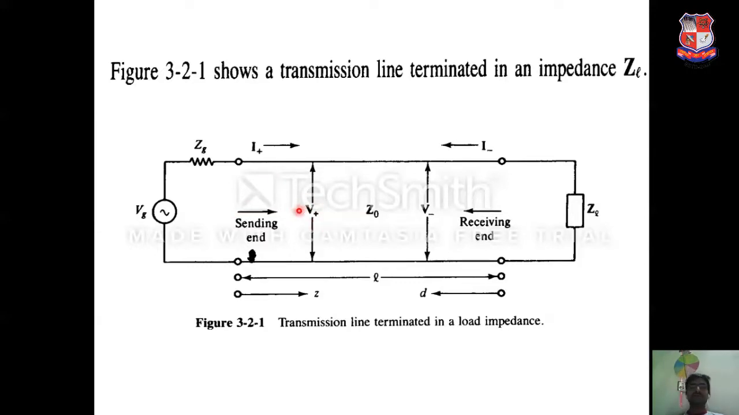This is the incident voltage. Along with this incident voltage we have incident current. Both are indicated with a plus sign. In the same way, on the opposite side we have the receiving end, on which we have V minus and I minus. Now see this carefully. This z represents the movement on the transmission line from the source side, and the d is the movement from the load side toward the transmission line.